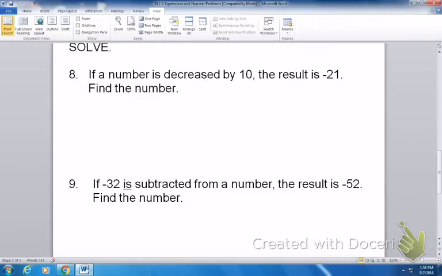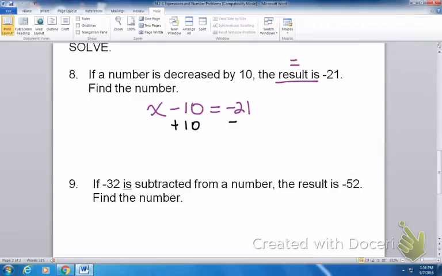So let's look at number 8. If a number is decreased by 10, we actually saw that on the last page. We're going to have a number that is decreased by 10. Then it says the result. That means equals negative 21. So if a number is decreased by 10, it equals negative 21. Now, we just need to solve that. We've been doing that since the beginning of school.